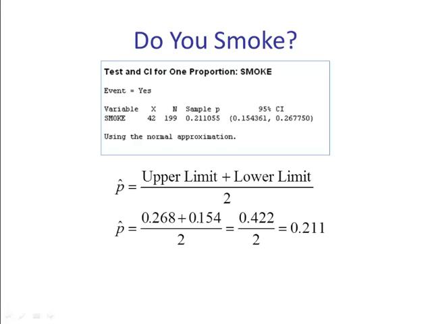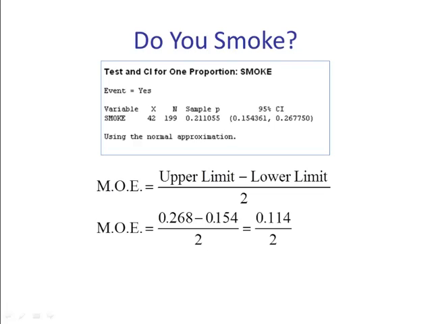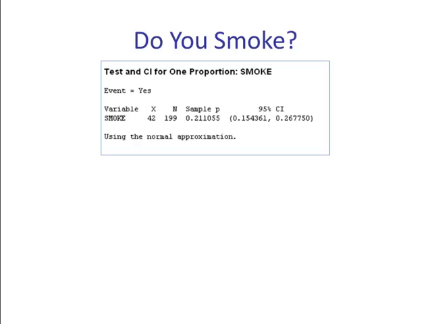Let's do the margin of error. The formula for the margin of error is the upper limit minus the lower limit divided by 2. So if we take the upper minus the lower, divide that by 2, we get 0.114 divided by 2, which is 0.057. So our margin of error is 0.057. So to put this in point estimate plus or minus margin of error, we would say 0.211 plus or minus 0.057.